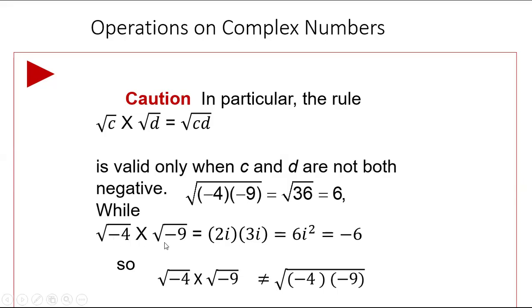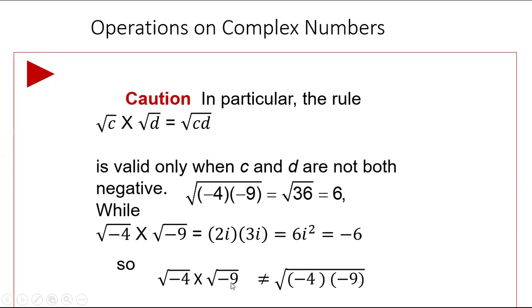The square root of minus 4 is represented as 2 into iota, and the square root of minus 9 is represented as 3 into iota. Further, multiplying 3 into 2 is 6, and iota into iota is iota square, and iota square is minus 1. So the result is minus 6. You can see the combination.